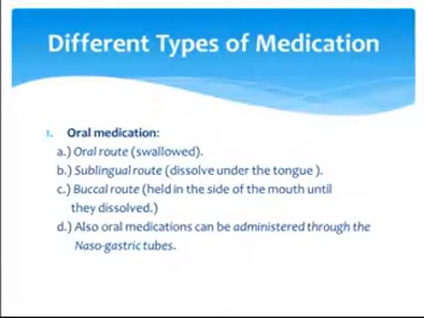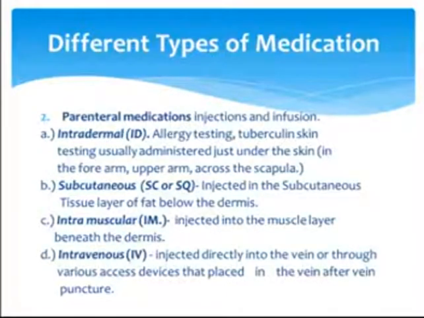There are different types of medications, which are oral medication. And under this oral medication, it is given through oral, which is being swallowed by the patient, sublingual route, which is dissolved under the tongue, buccal route, which is held inside the mouth of the patient until they are dissolved. And also, oral medication can be administered through the nasogastric tubes.